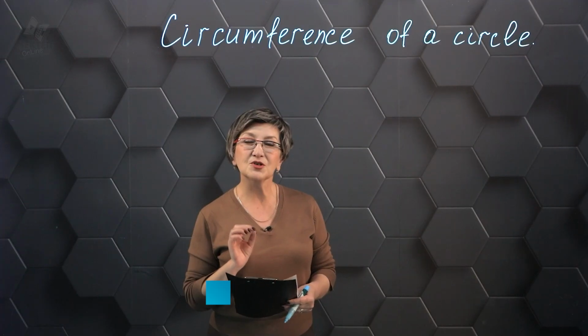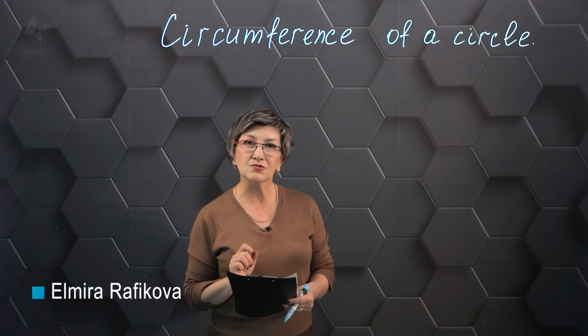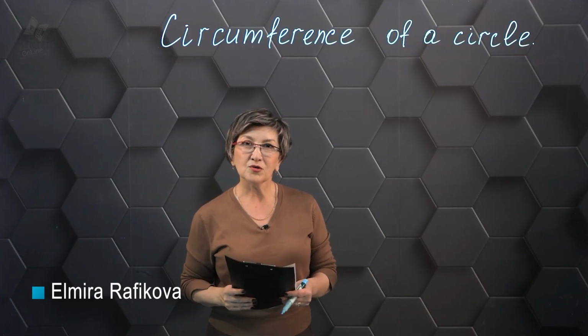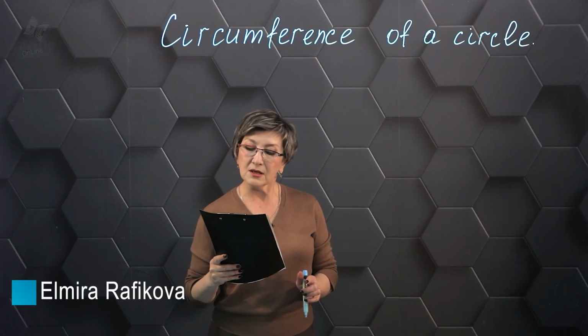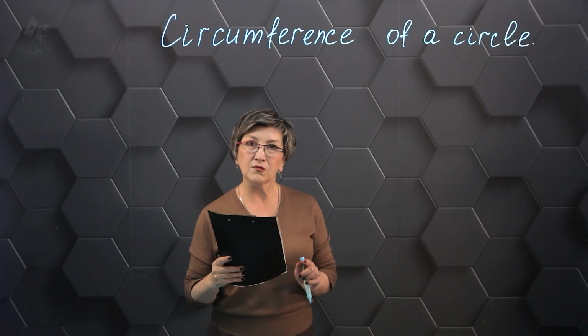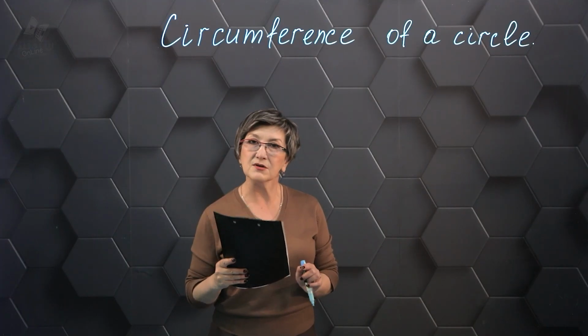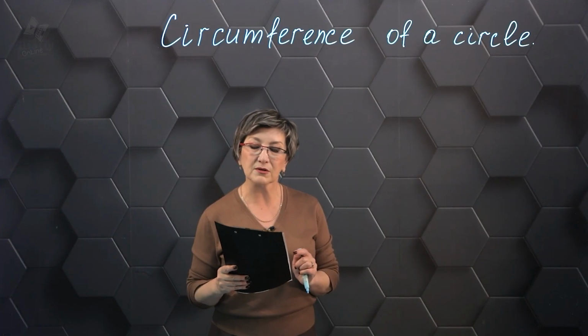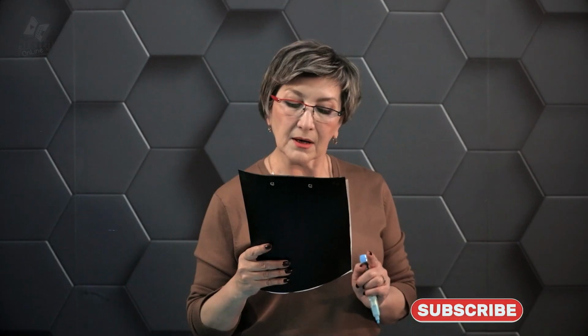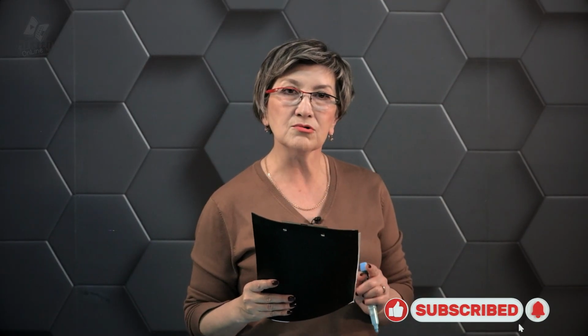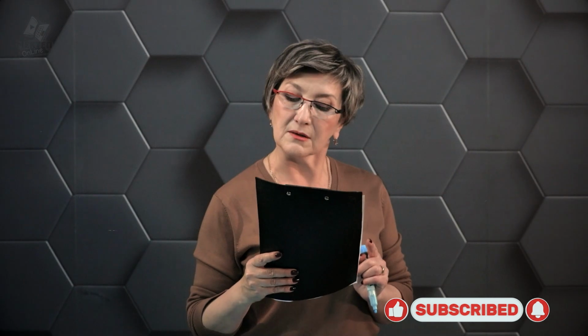So, today we will solve another problem on the length of a circle. The condition of the problem is as follows. A wheel with a circumference of 84 centimeters has traveled a distance and made 35 revolutions. How many revolutions will a wheel with a circumference of 98 centimeters make, having traveled the same distance?